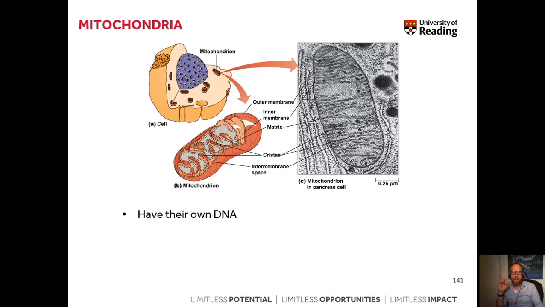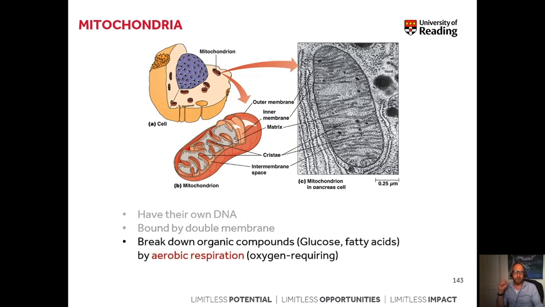Mitochondria have their own DNA. This is something I mentioned before. There is not a huge amount of DNA present in the mitochondria, but still they do have their own DNA, and it is bound by a double membrane. Mitochondria break down organic compounds, including glucose, but also fatty acids, by aerobic respiration. So they do produce energy and they do require oxygen. And the energy produced by mitochondria is mainly in the form of adenosine triphosphate, short ATP.